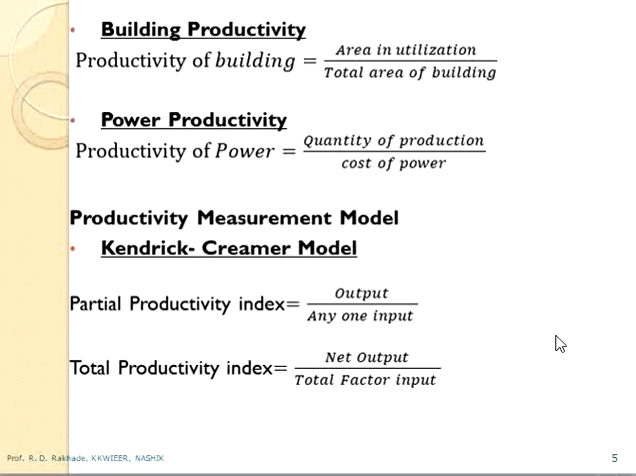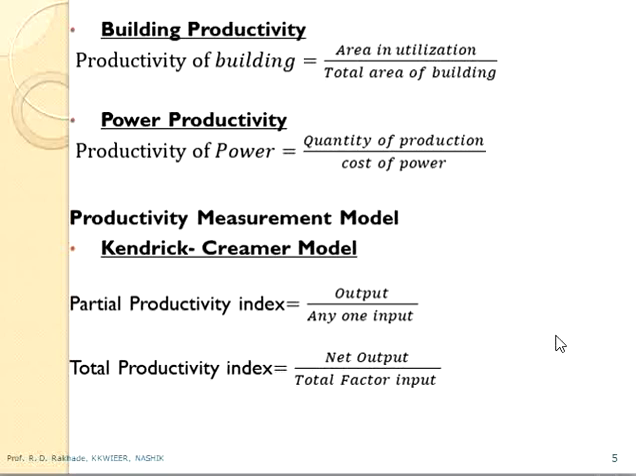Then various productivity measurement models. First, the Kendrick Creamer model. He proposed only two types of productivity index. The first one is partial and the second one is the total productivity index. Partial productivity index is total output divided by any one input. Suppose we want to calculate material productivity.